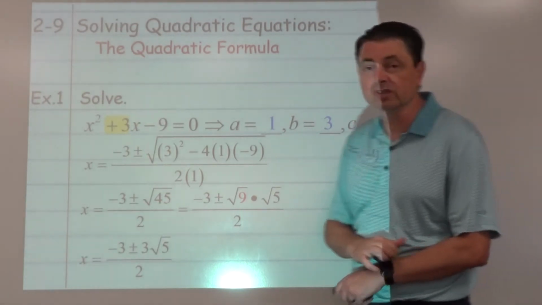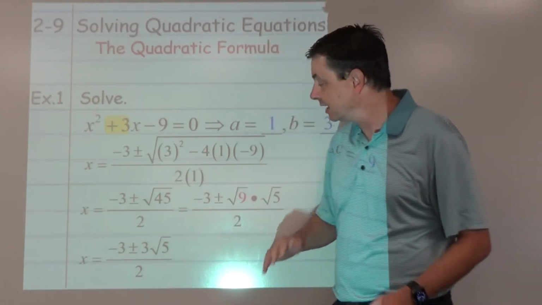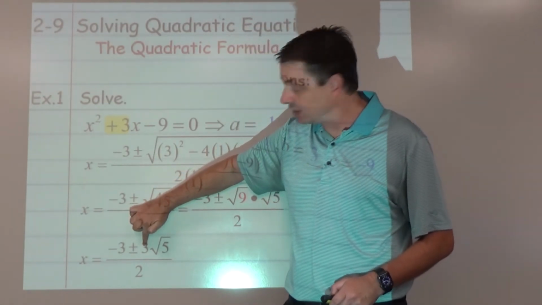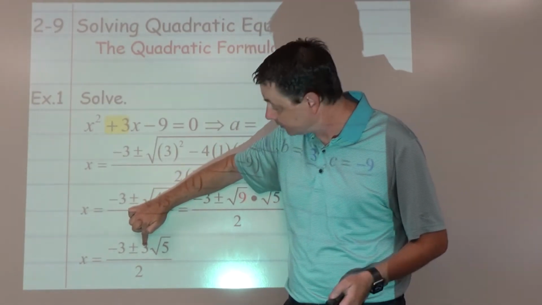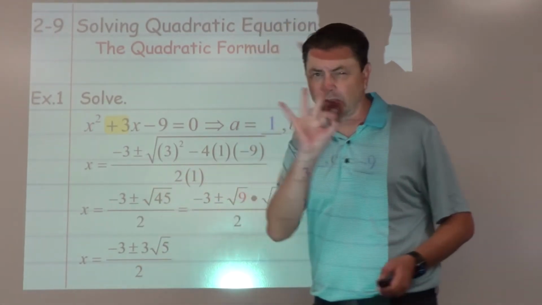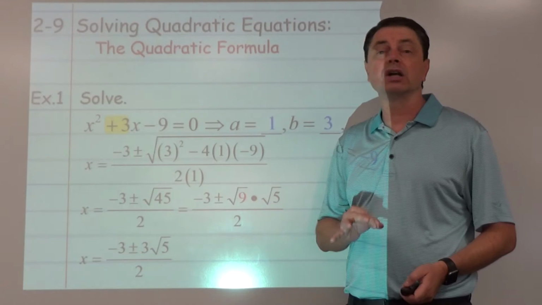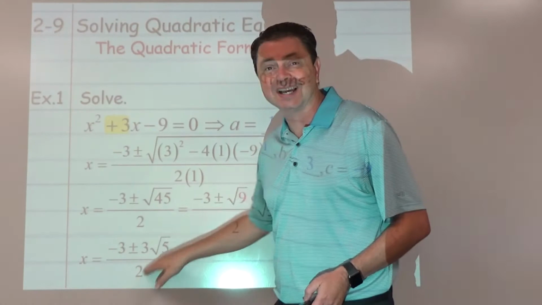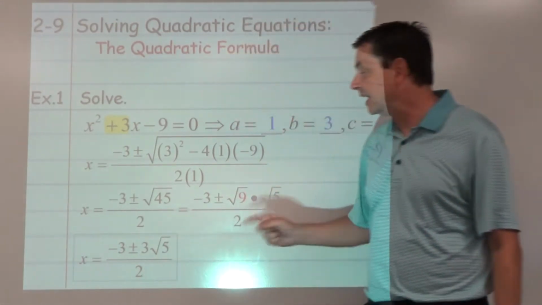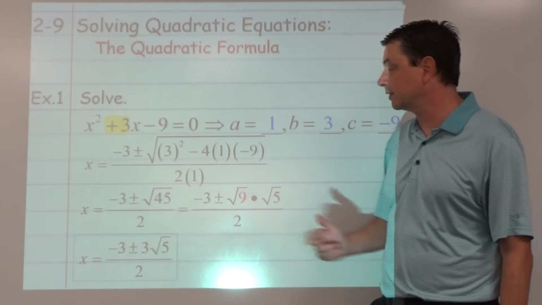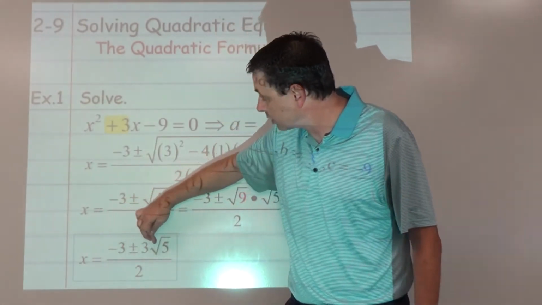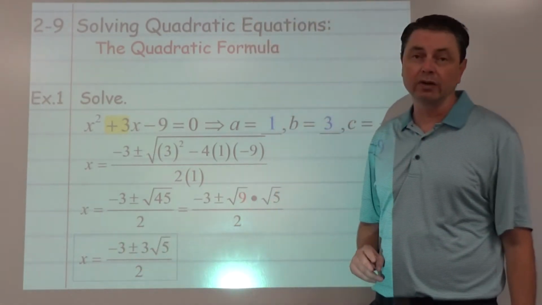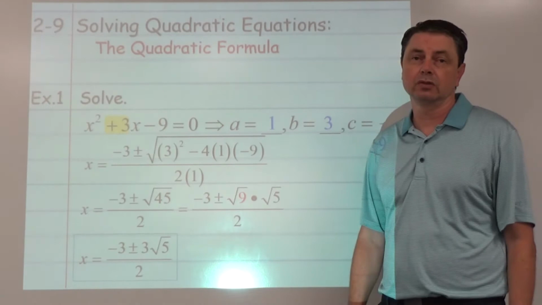What you want to watch out for as far as simplifying, and there are different ways, is to look at the number that's outside the root and the number on the bottom. If all 3 are divisible by a single number, we should reduce it. We don't have that, so we're done at that point. Those are our two solutions. We've got x equals negative 3 plus 3 square root 5 all over 2, and negative 3 minus 3 square root 5 all over 2. Two different solutions.